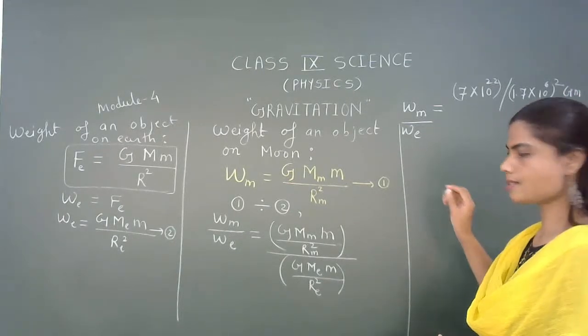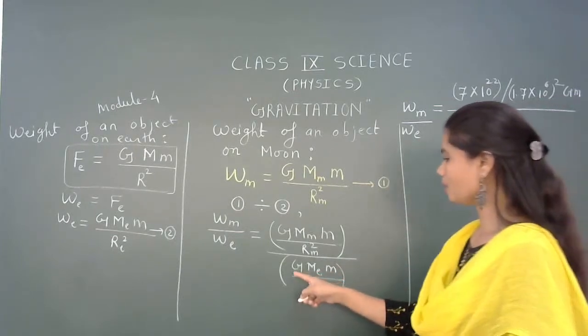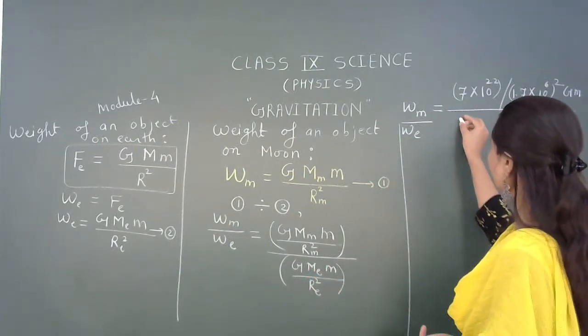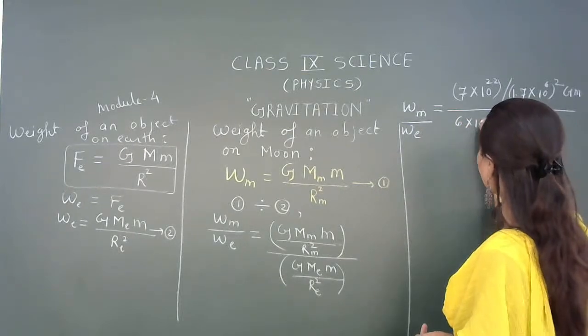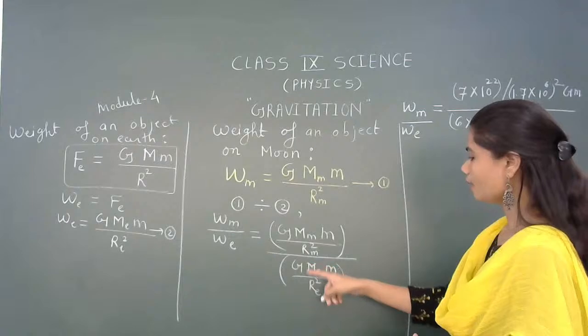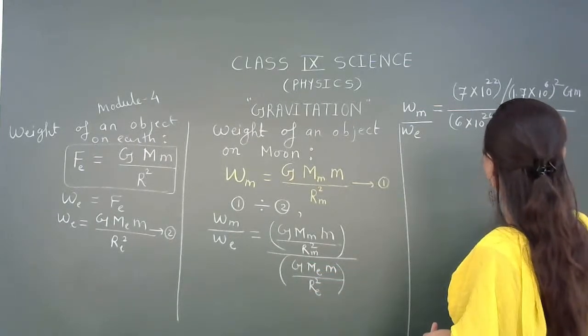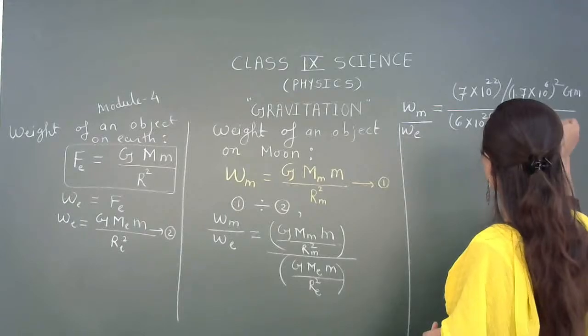Are you able to see this? Yes. And divided by the weight on the Earth, meaning substitute the value of the mass, it is 6 into 10 to the power 24, divided by the radius of the Earth, it is 6.4 into 10 to the power 6, whole squared, capital G.